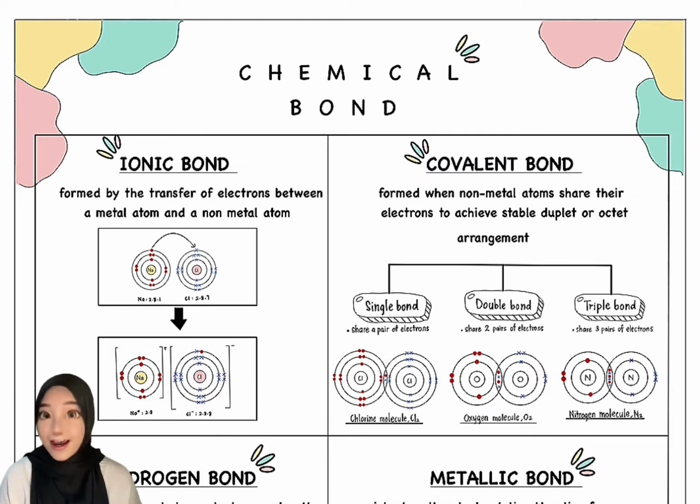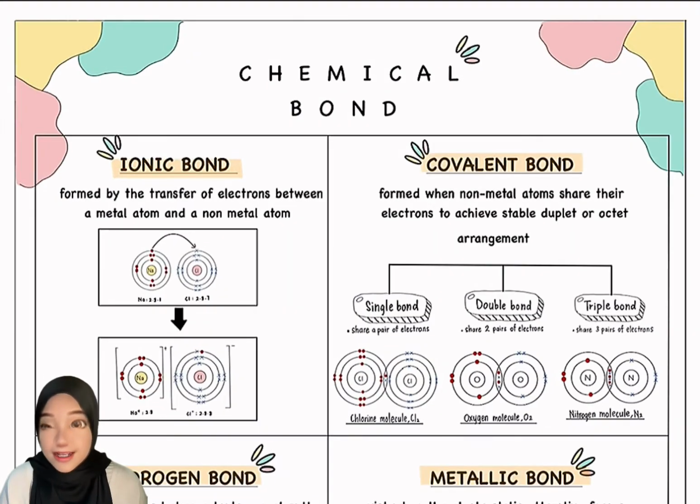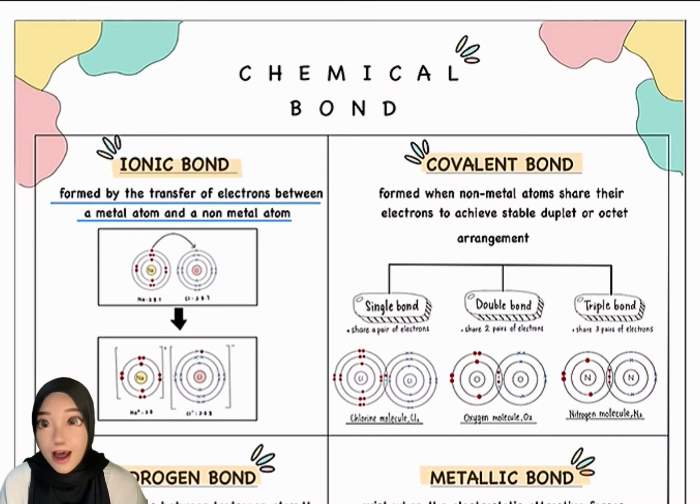Let's take a look at ionic bond first. Ionic bond is a bond that is formed by the transfer of electrons between a metal ion and a non-metal ion. For example, the formation of ionic bond in sodium chloride. A sodium atom with an electron arrangement of 2.8.1 needs to achieve the stable octet electron arrangement of 2.8 by releasing one valence electron to the chlorine atom to form a sodium ion, which is Na+.